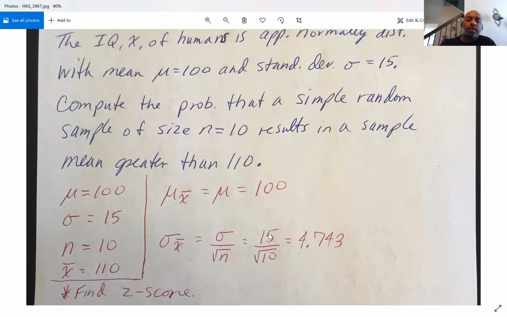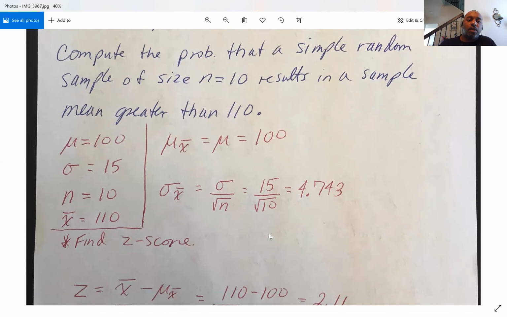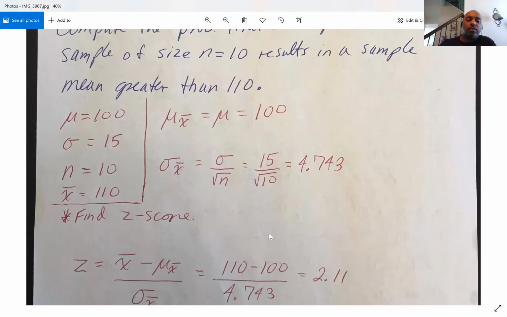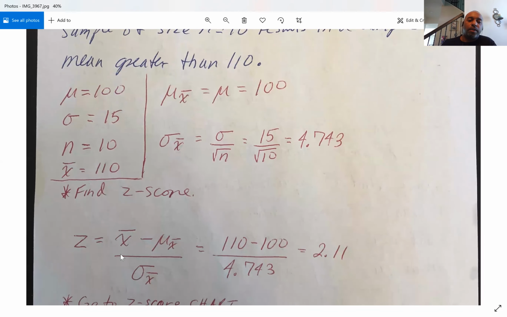All right, scrolling up some. So now we can find our z-score. Very similar to how our formula was before. Got a data value, which in this case is going to be X bar minus the mean of your sampling distribution over the standard deviation of your sampling distribution. And we got 2.11.